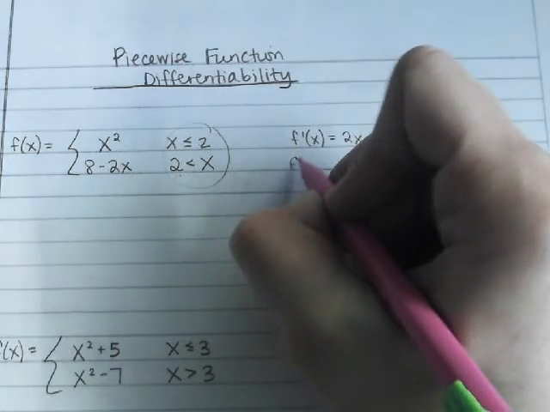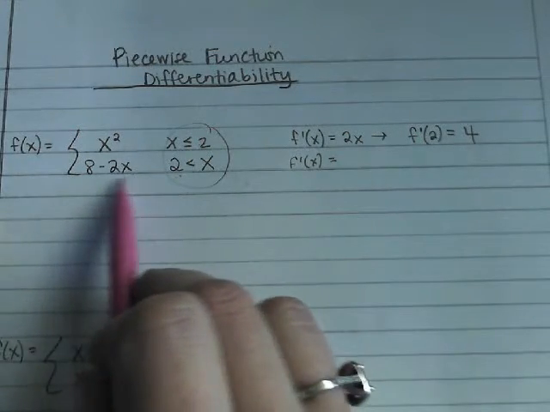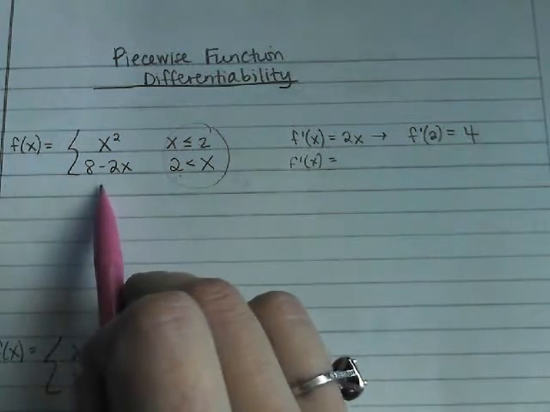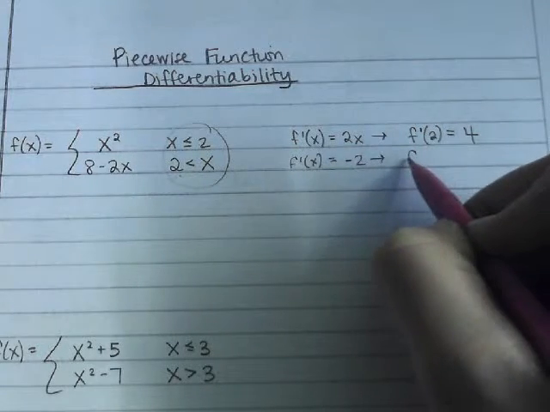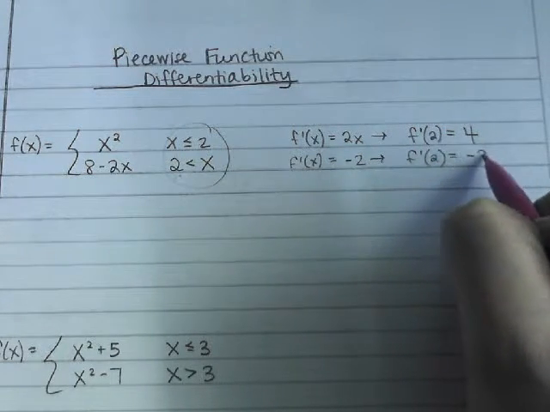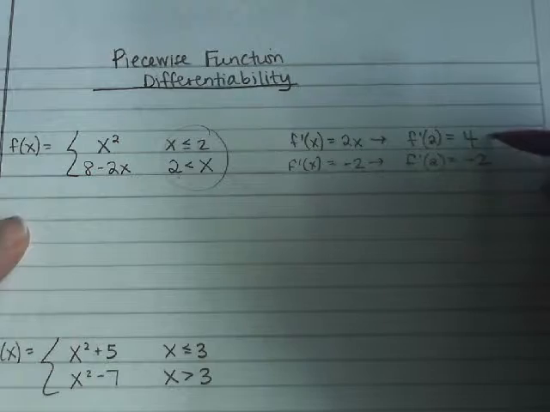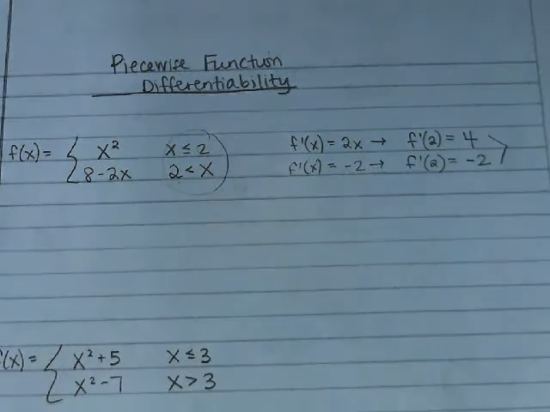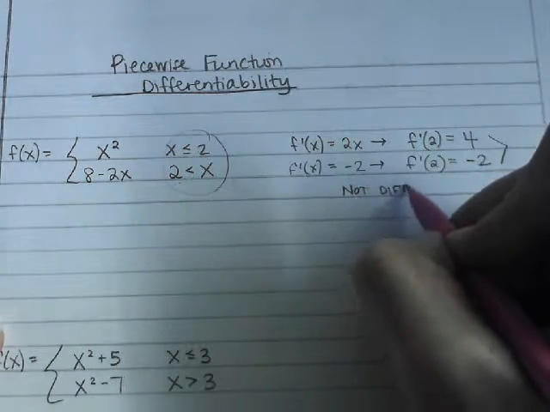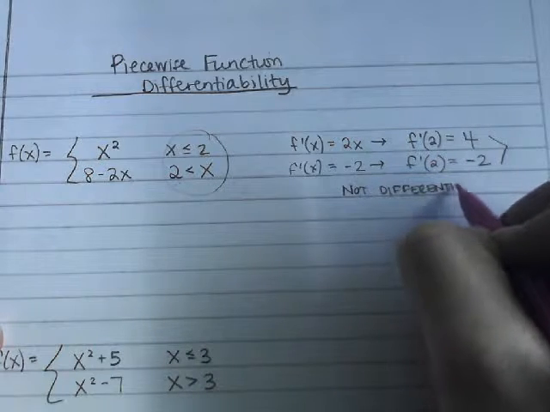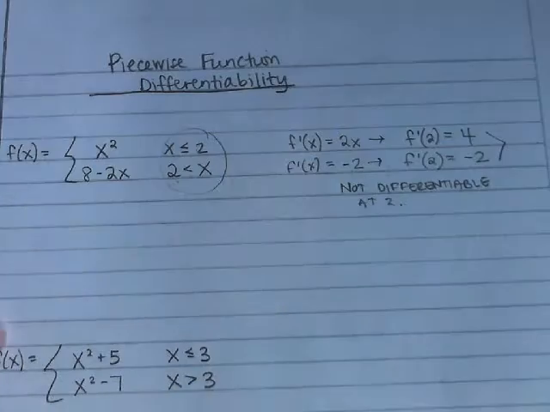But coming at it from the right, our derivative is what? What's our derivative of this equation? No, negative 2. The derivative is negative 2. And so when you evaluate that at 2, you still get negative 2. That's a constant derivative, so it doesn't really matter. So what we find is the slope coming in from the left does not equal the slope coming in from the right, and therefore this is not differentiable at 2.